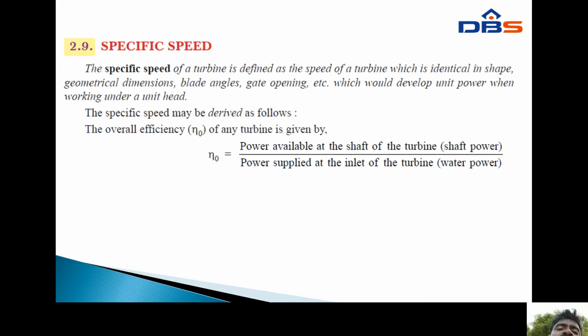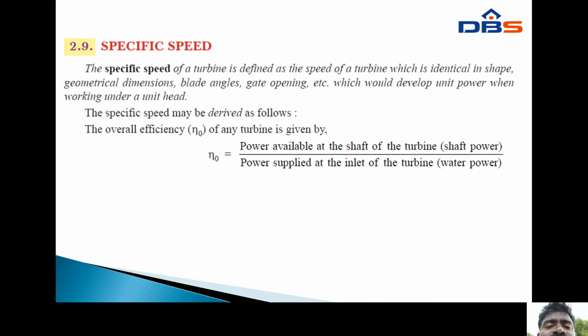Next, specific speed. This is an important short definition. Specific speed of a turbine is defined as the speed of a turbine which is identical in shape, geometrical dimensions, blade angles, gate opening, etc., which would develop unit power when working under a unit head.